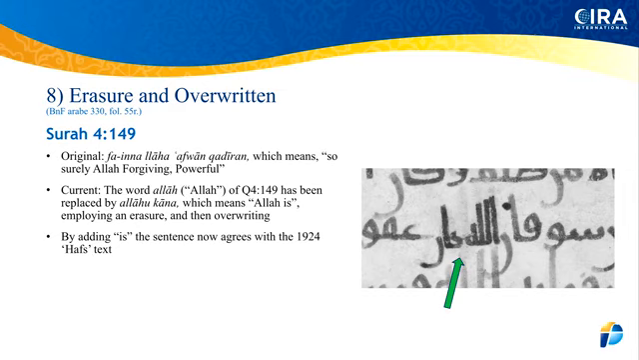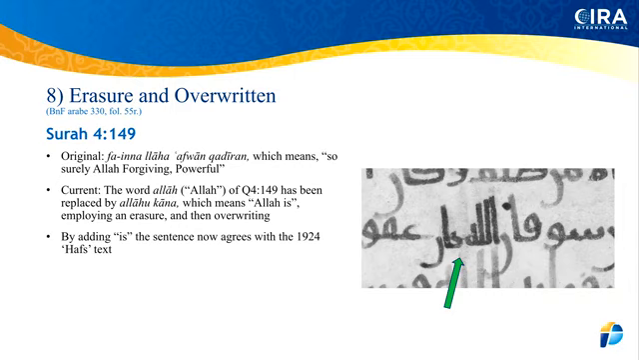The original says, فَإِنَّا لِلَّهِ عَفُوًّا قَادِرًا, which means so surely Allah forgiving, powerful. Allah forgiving, powerful. You can see there's a problem there. And I think he meant فَإِنَّ اللَّهَ غَفُورًا قَادِرًا.